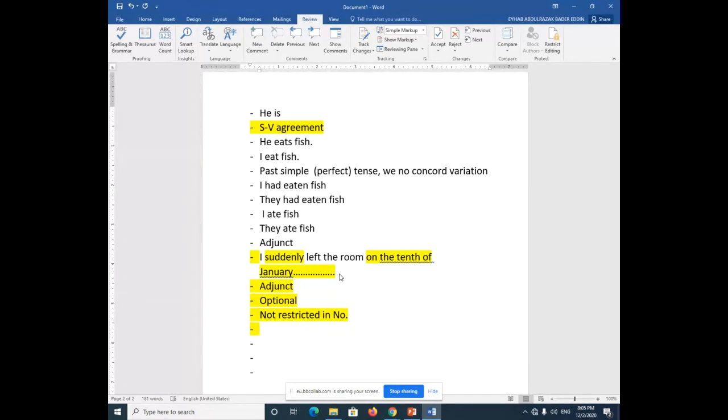And more importantly, adjuncts are considered to be mobile. What we mean by mobile is that you can change its position in the sentence. So you can say, suddenly I left the room. So we changed the position of suddenly from after the subject to the beginning. Or you can say, I left the room on the 10th of January suddenly. Or you can say, on the 10th of January, I left the room suddenly. So as you see, adjuncts are considered to be mobile structures in the sentences. Okay? Clear?